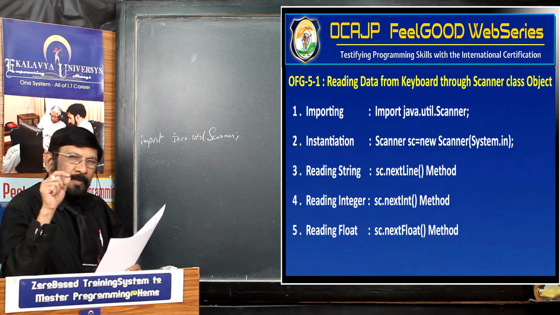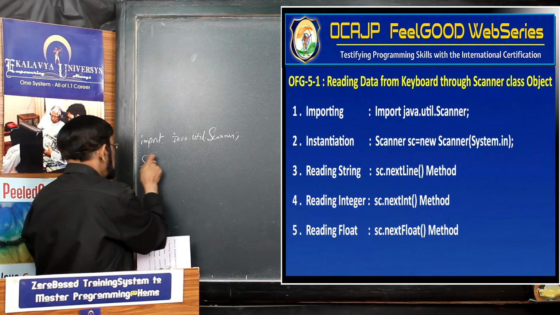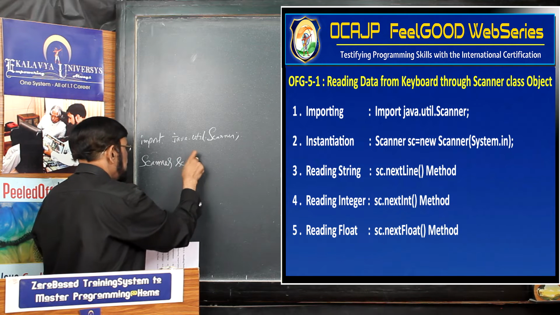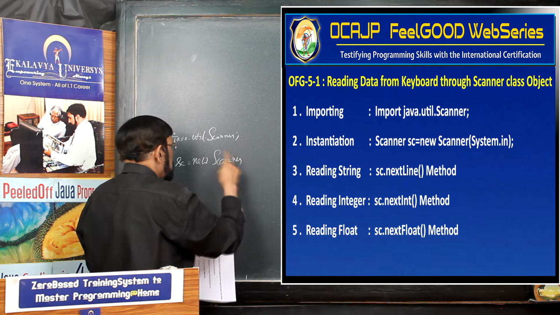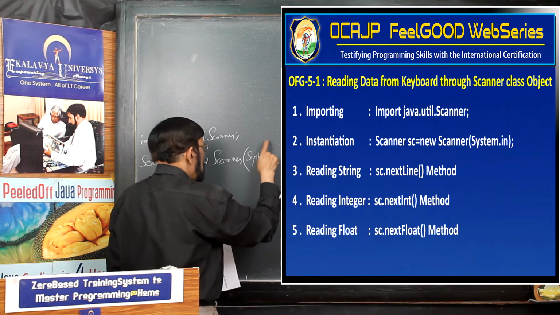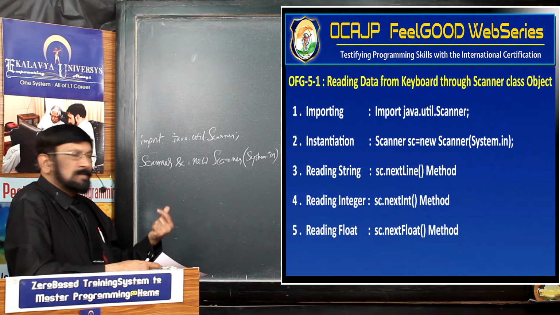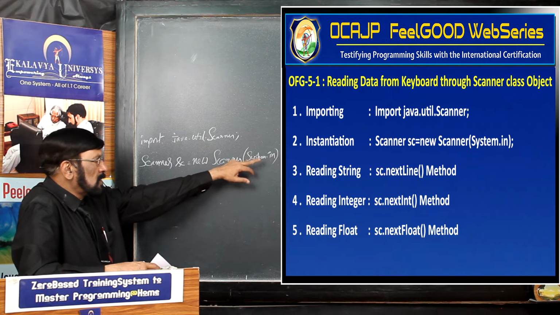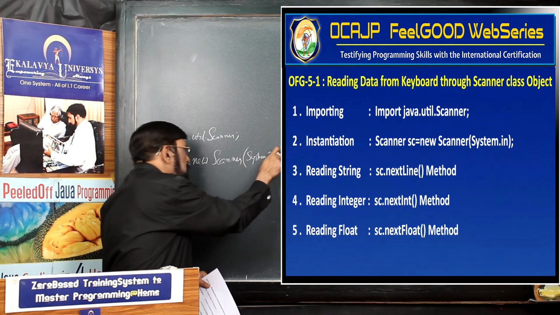Thereafter, you have to instantiate a Scanner class object. For that purpose, you know the instantiation syntax: Scanner, you name it as sc, equals new Scanner. Here, one interesting thing is there. That is System.in. Actually, regarding this, I have to explain to you. Through an input stream only, you can read. That's why for the Scanner class constructor, you have to give System.in. System.in represents the input stream. That you have to give, and then only you can do that.